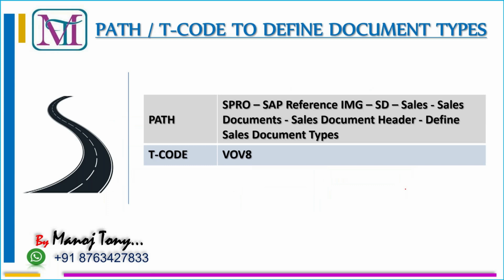Then path and transaction code to define sales document type. Path is SPRO, SAP Reference IMG, Sales and Distribution, Sales, Sales Documents, Sales Document Header, Define Sales Document Types, and the transaction code is VOV8.